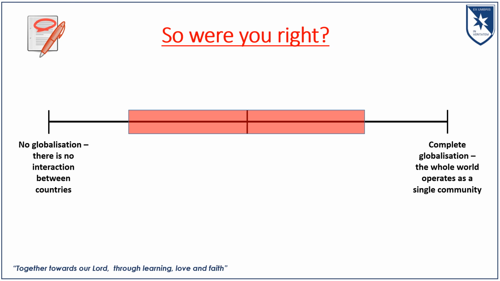There is definitely a significant amount of interaction and interdependence between different countries as flows of information, capital, products, services and labour move back and forth between them. However, we are not at the stage of complete globalisation where the world operates as one single community. Countries still have their own cultures, their own languages and their own customs, which therefore differentiate one from another.